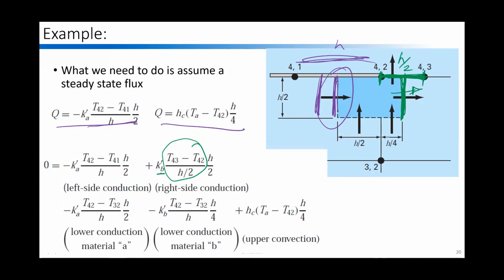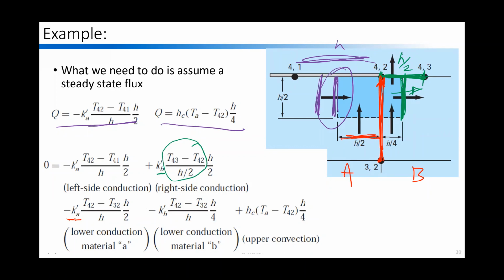So now let's look at our lower conduction. So we're still going to move through material A, right? So this is A and this is material B. So we still have Ka, and now we need to see what's my derivative moving up. Well, this is T4,2 minus T3,2. So that's that temperature difference here. So that's going to give me my dT/dy term, essentially. So we have T4,2 minus T3,2 over H, and we're moving through this area H/2.